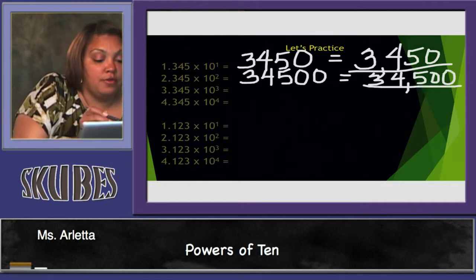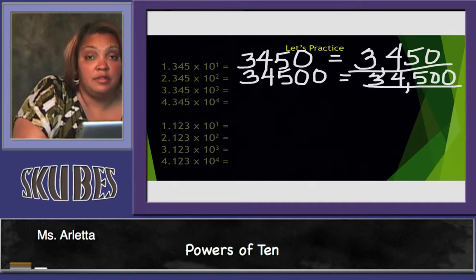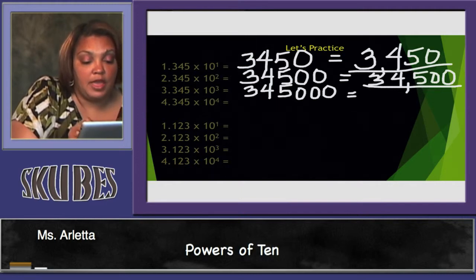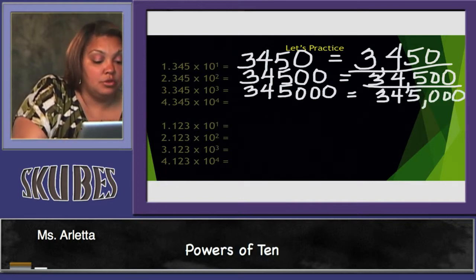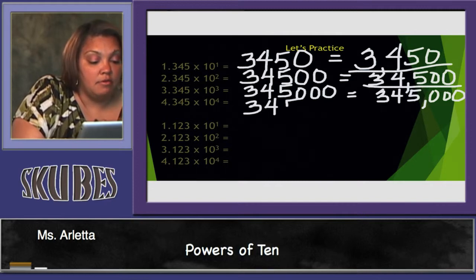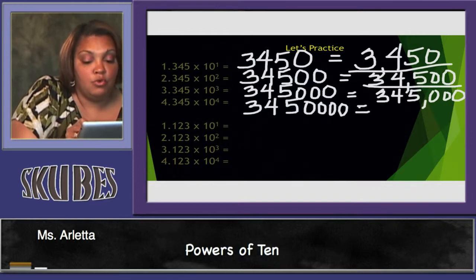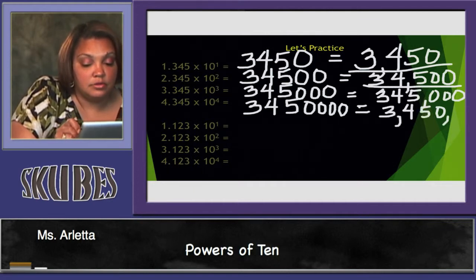Your next one, 345 again, but this time you're adding how many zeros? Well, the exponent is 3, so you're going to add 3 zeros to the 345. 1, 2, and 3. That gives you a final answer of 345,000. And the very last one, 345, this time adding 4 zeros, 1, 2, 3, and 4. That gives you a final answer of 3,450,000.